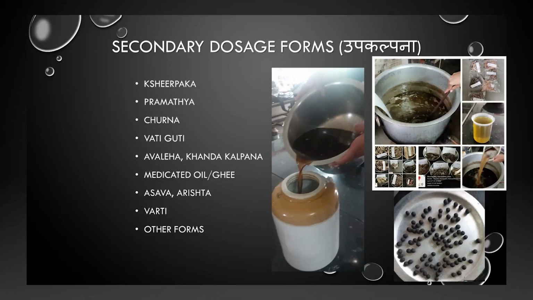Another form is Varti. Varti is prepared with the paste of drug and molded in a suppository shape and dried in the shade. For example, Dhumavarti, Phalavarti. The other forms such as Lepa and Malahara are dosage forms used externally in Ayurveda. Lepa is nothing but a kalka form of medicine, and Malahara relates to the ointments. Examples of Lepa and Malahara are Dashanga Lepa, Sarjarasa Malahara.